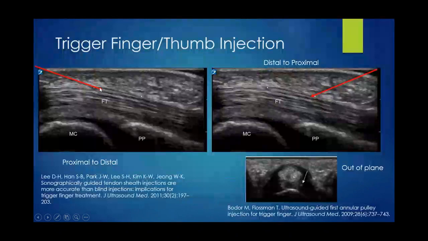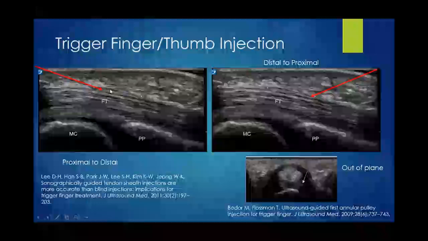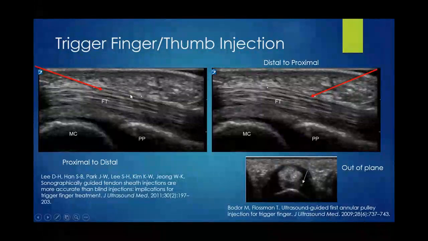Again, here's the normal retinaculum or A1 pulley. It's very hard to see. It's a hypoechoic, very thin structure. When it's abnormal, it would be many more times thick and very easily seen.